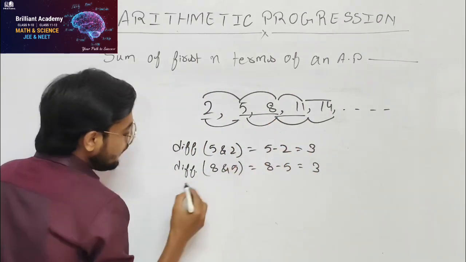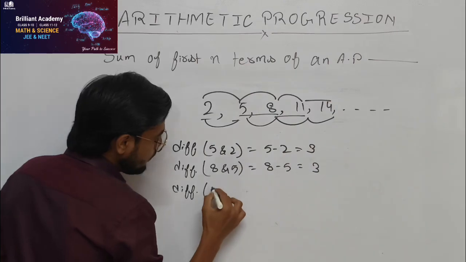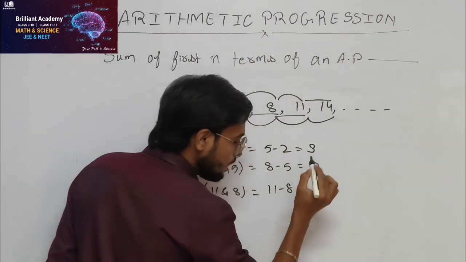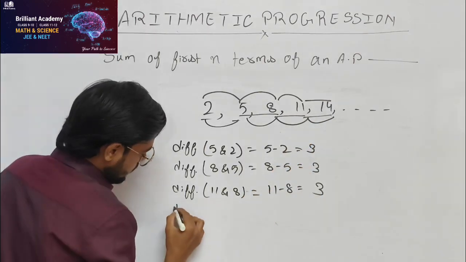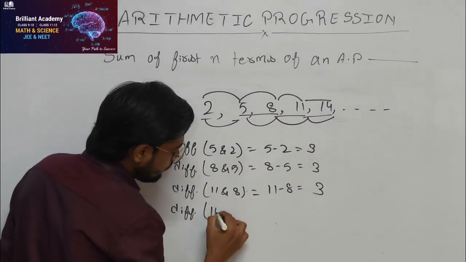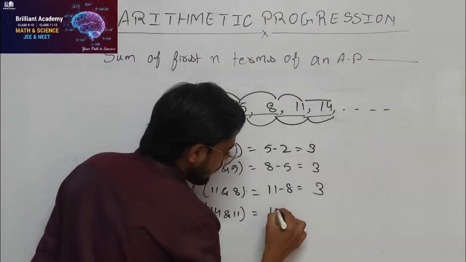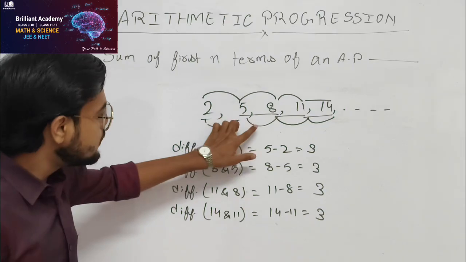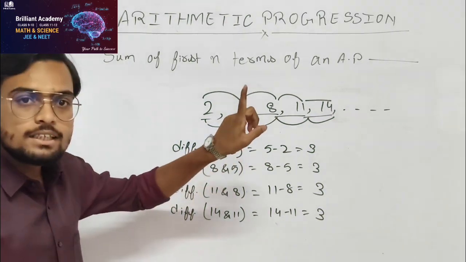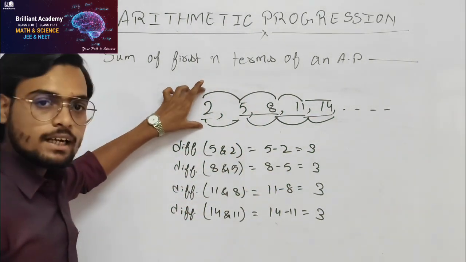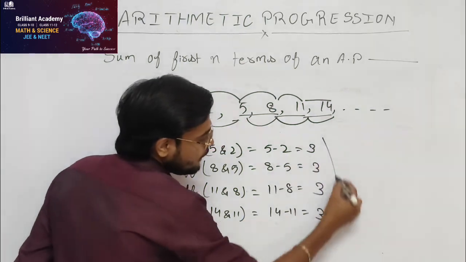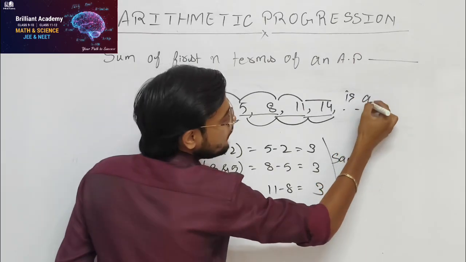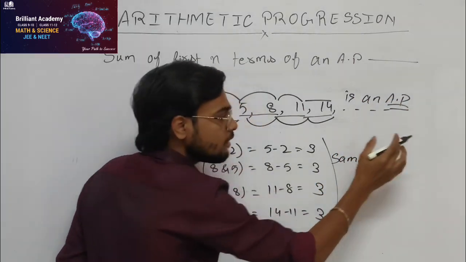Let's check it for 11 and 8. The difference of 11 and 8 is 11 minus 8, that is again 3. Now let's check the last one, the difference of 14 and 11, which is 14 minus 11, that is again 3. Now see, I told you that if the difference between consecutive terms is the same, then the series is in an AP. The difference between the consecutive terms here is the same, so this series is an AP, that is, arithmetic progression.